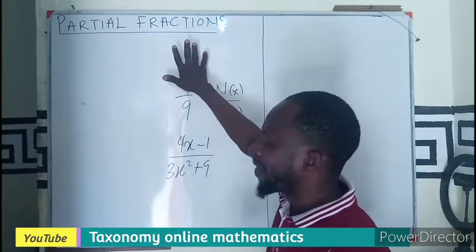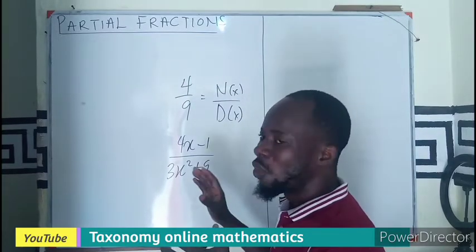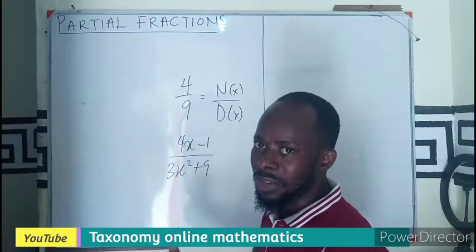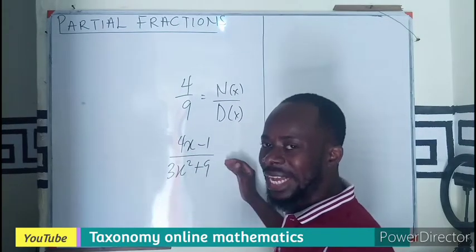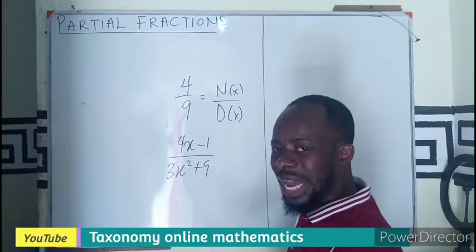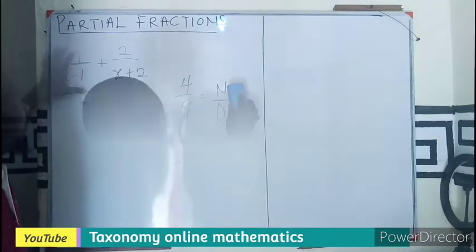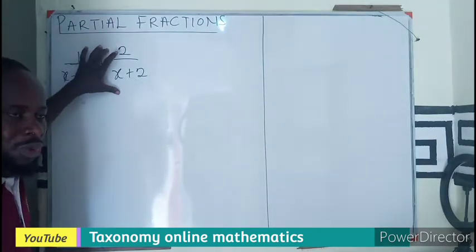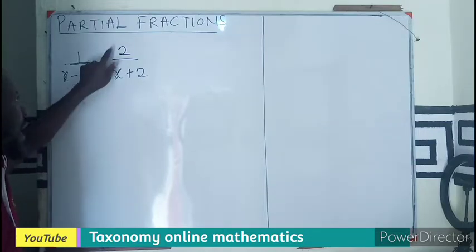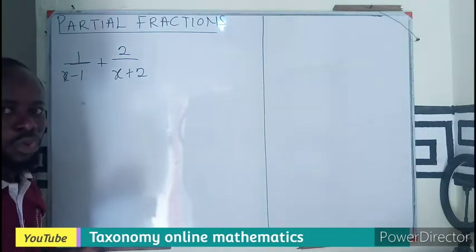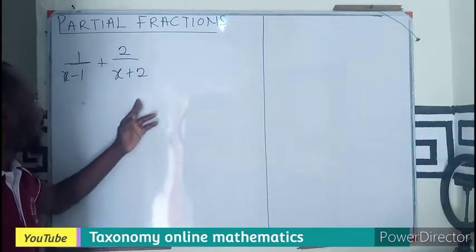Good. So under partial fractions, what we are going to do is decompose or resolve a given fraction to get its partial fractions. So what I mean is that we have dealt with these kinds of fractions: 1 over (x - 1) plus 2 over (x + 2). This is a fraction that we have been doing. That is, we can simplify this.